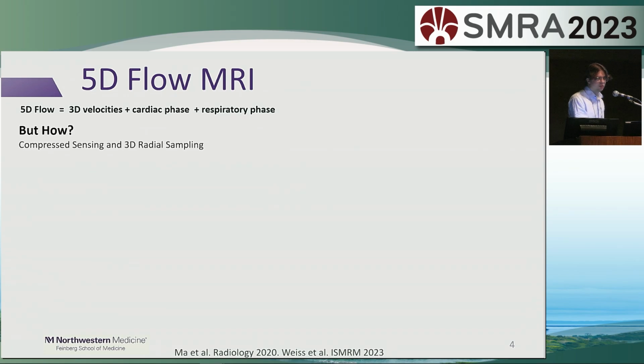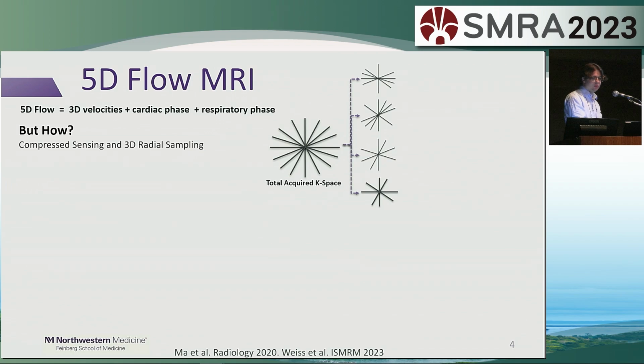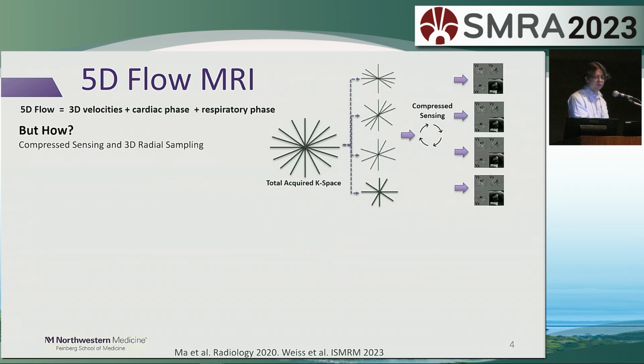Matthias actually went over this quite a bit, of how this is able to work, and it's really due to compressed sensing and 3D radial sampling, as the compressed sensing allows us to reconstruct highly accelerated data, and the radial sampling allows us immense flexibility in our reconstruction, where we can take our total acquired k-space data and resort it any way we want. Apply that to our compressed sensing algorithm and get out flow information associated with this.